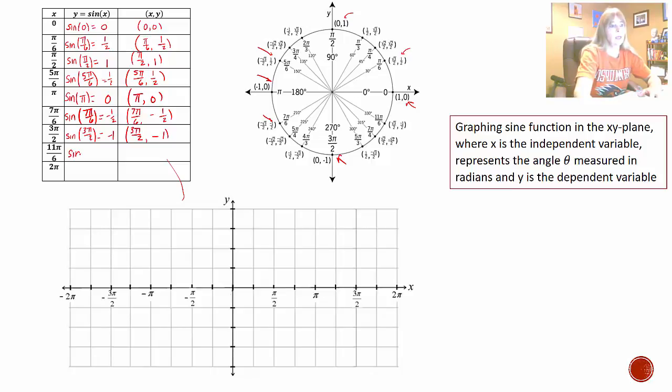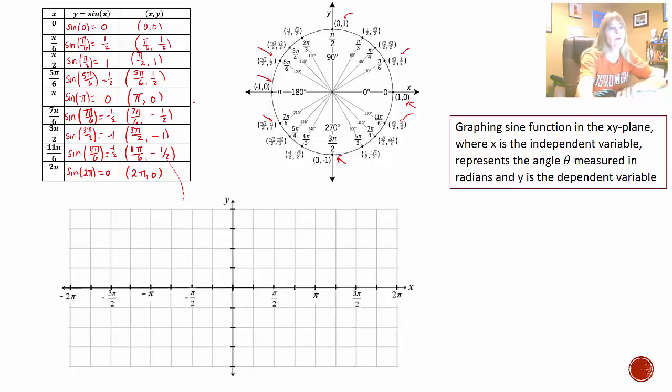The sine of 11 pi over 6, that's -1/2. So 11 pi over 6, -1/2. And then finally 2 pi, I'm back at 0. So sine of 2 pi, went all the way around, would be 0. And if you remember, we said that a period of sine is 2 pi. So you're back at the beginning.